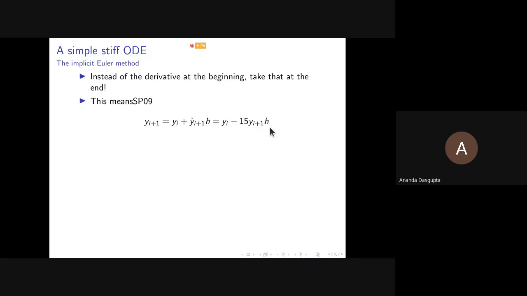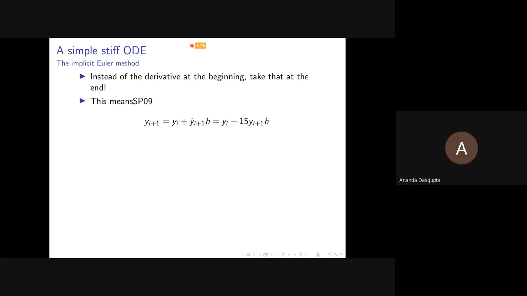Okay. So notice the difference between what I had for the ordinary Euler method, which was yi minus 15 yi h. Here I have yi minus 15 yi plus 1 h. So can anybody tell me what is the big difference between the two cases? To compare this with the Euler method, the only real difference is here you have yi plus 1 instead of yi. So why is this so different? What is the real difference? Can anybody tell me that?